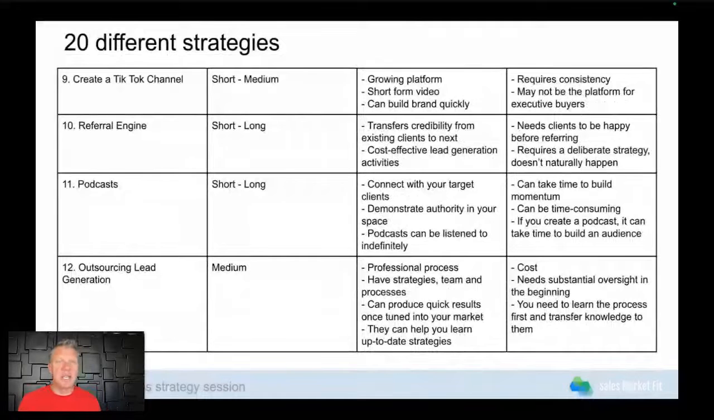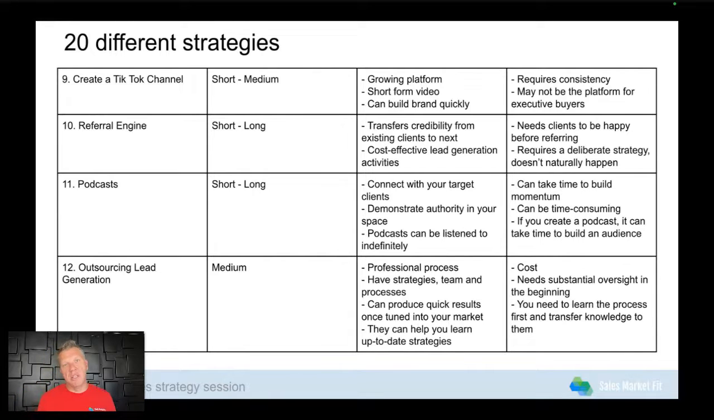And again, maybe creating a TikTok channel, depending on your market. It will allow you to target people, but if you're a complex B2B platform, it's probably not your ideal platform. Referral engines are definitely something that you should think about. But again, it's a short to longer term strategy.